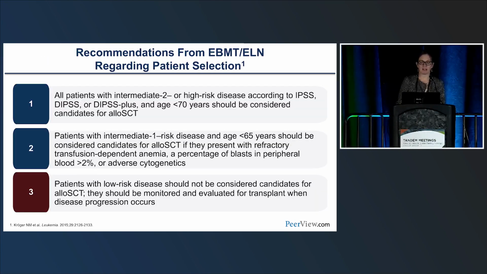The EBMT and ELN released a paper reviewing the patient selection criteria. All patients with intermediate 2 or high-risk disease, according to IPSS, DIPSS, or DIPSS plus, and an age of less than 70 should at least be considered as candidates for stem cell transplant. Patients with intermediate 1 risk disease and age of less than 65 should be considered as candidates if they present with refractory transfusion-dependent anemia, a percentage of blasts in the peripheral blood of greater than 2%, or adverse cytogenetics.